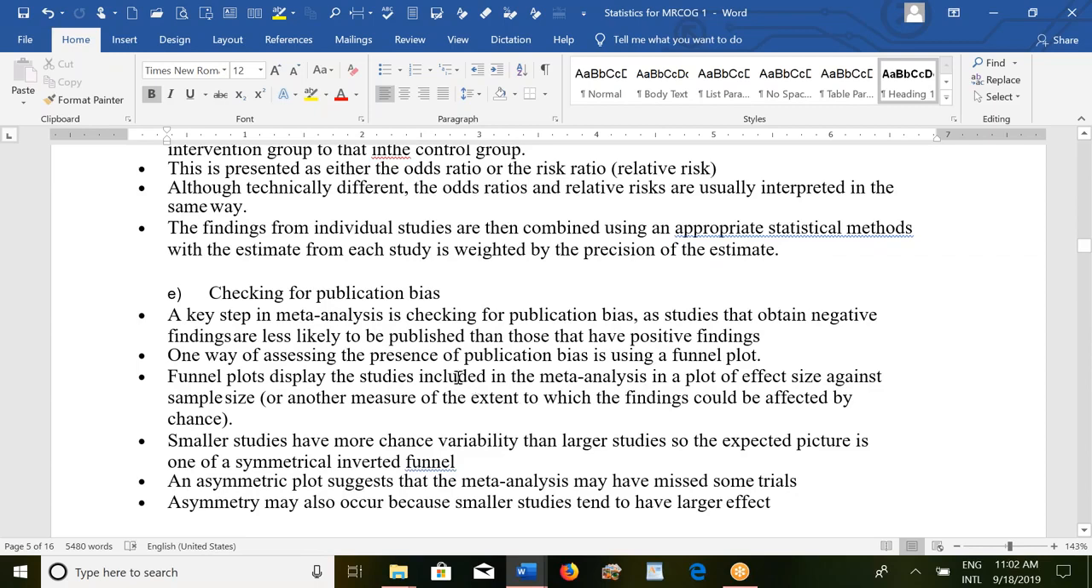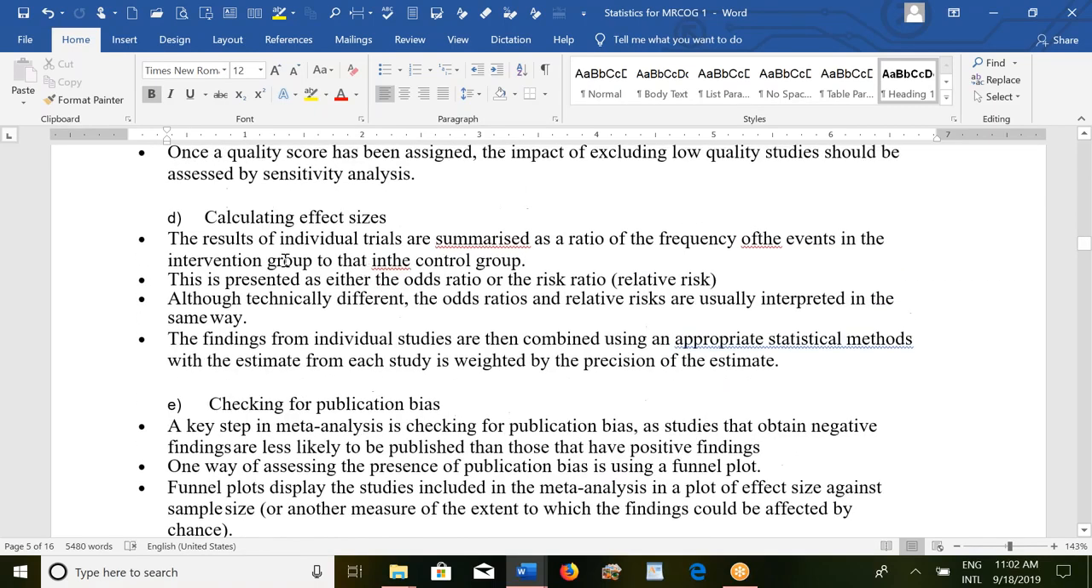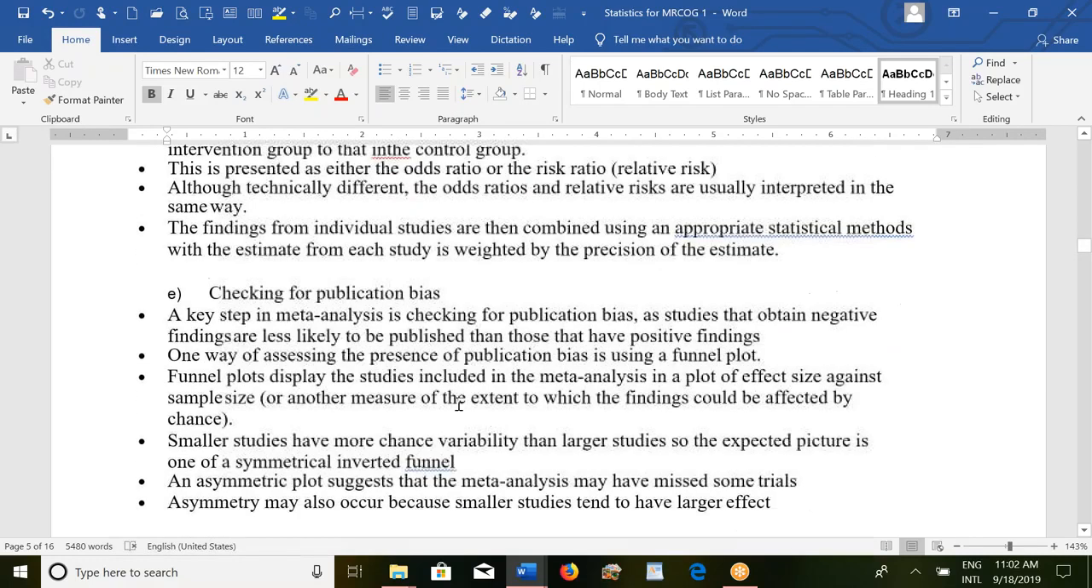After calculating the size of effect, you will check for publication bias. A key step in meta-analysis is checking for publication bias, as studies that obtain negative findings are less likely to be published than those that have positive findings. Negative findings are also important, because they tell you what to exclude. But if you get positive results, they tell you the intervention is going to be helpful, so you will like to expand on those options.